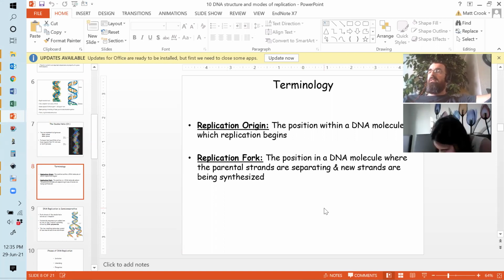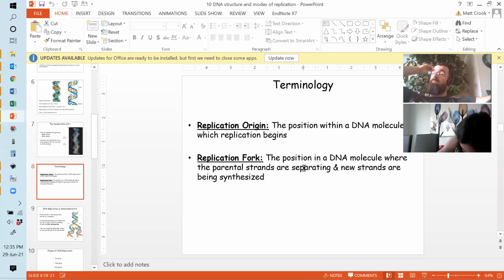Once that whole replication machinery gets going, then we have a replication fork, or typically two replication forks, depending on what organism we're looking at. But for each replication origin, you either have one or two replication forks, depending on whether you have unidirectional or bidirectional replication. And that's where all the magic happens.